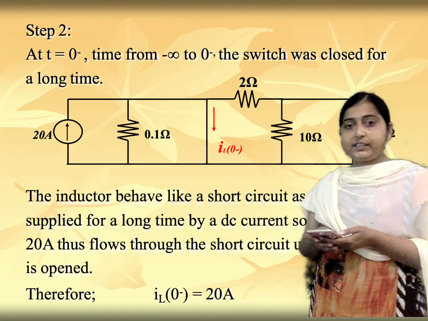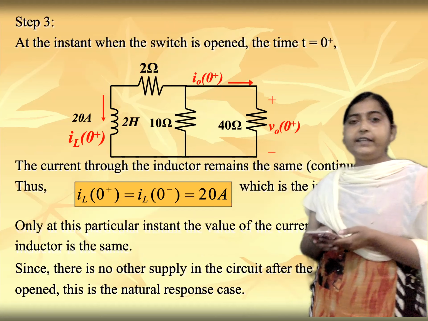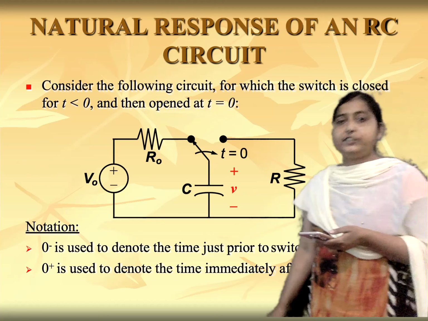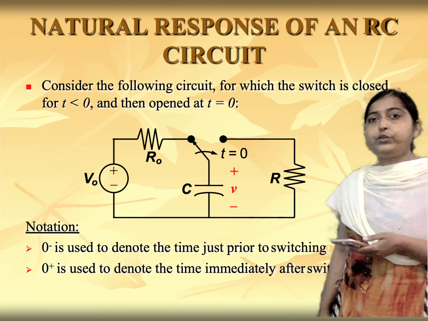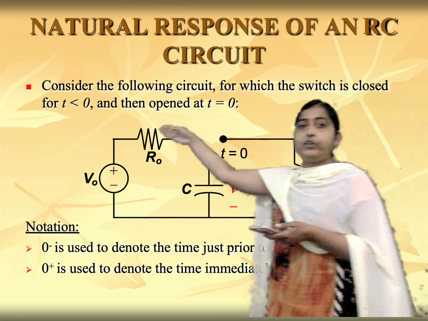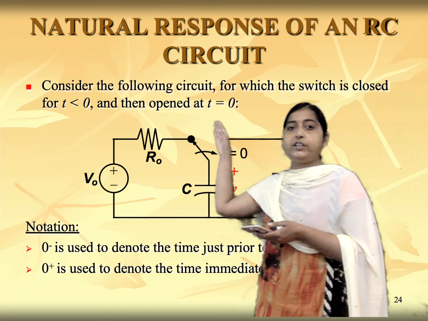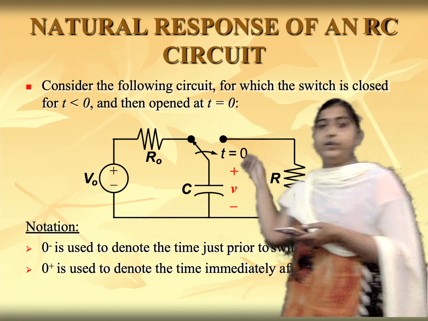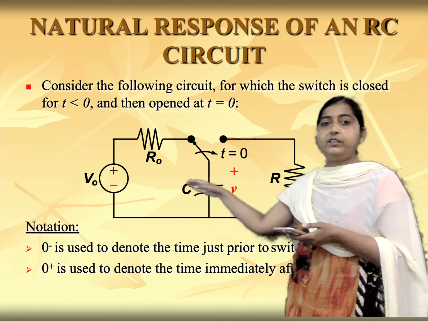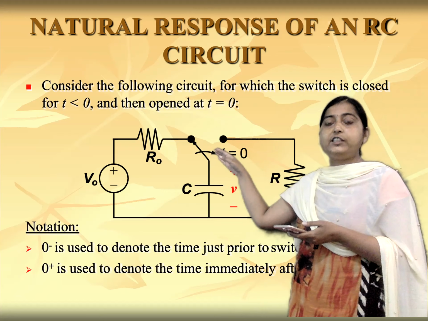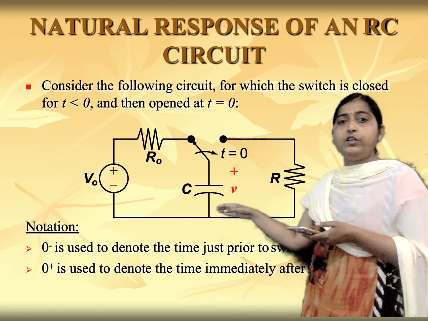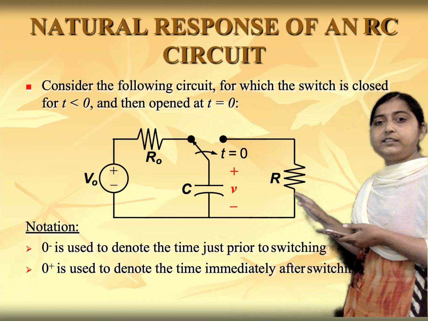Now let us discuss the next circuit, which is the natural response of an RC circuit. Consider the following circuit, for which we again take the same condition: for t less than 0, the switch is closed, and for t equal to 0, the switch is open. This is the RC circuit. The voltage applied is V0, the resistor is R0. This is the switch, closed for t less than 0 and open for t equal to 0. This is a capacitor and this is the resistor.